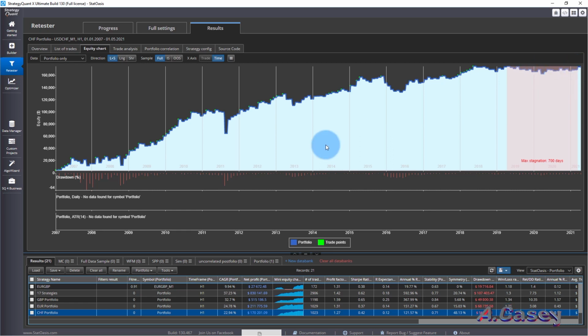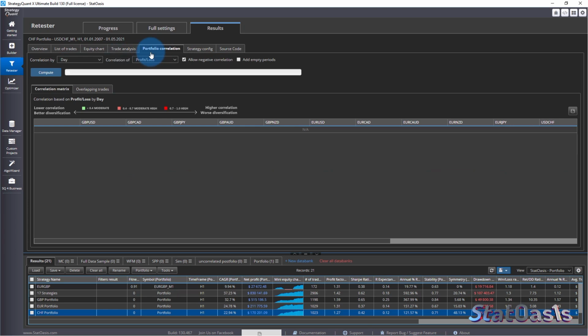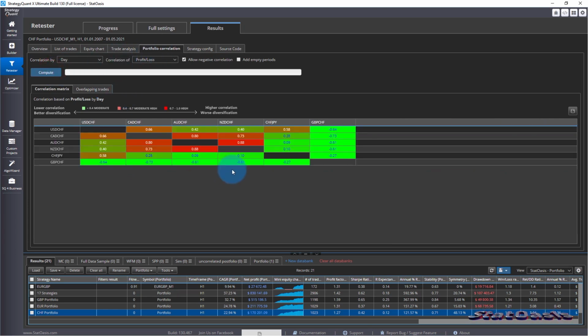But it's good, we made a new high. And we have a big drawdown here. This is 2011 and also 2008, 2007. And if we do a portfolio correlation, we can see clearly that the New Zealand dollar is highly correlated with the Australian dollar and also with the Canadian dollar, which is, like I mentioned before, Canadian, Australian, New Zealand dollars, they're mainly minerals, precious metals, currencies, and they tend to be highly correlated.